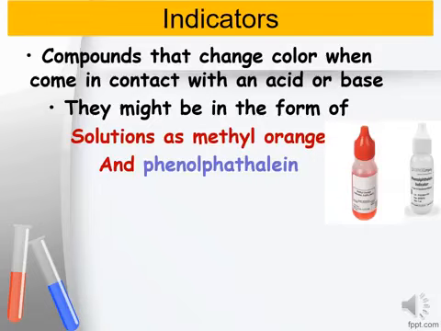And then indicators. These are substances that change their color when acid or base is added. What are the examples of chemical indicators that we have? We have two examples. One is methyl orange and the second one is phenolphthalein.